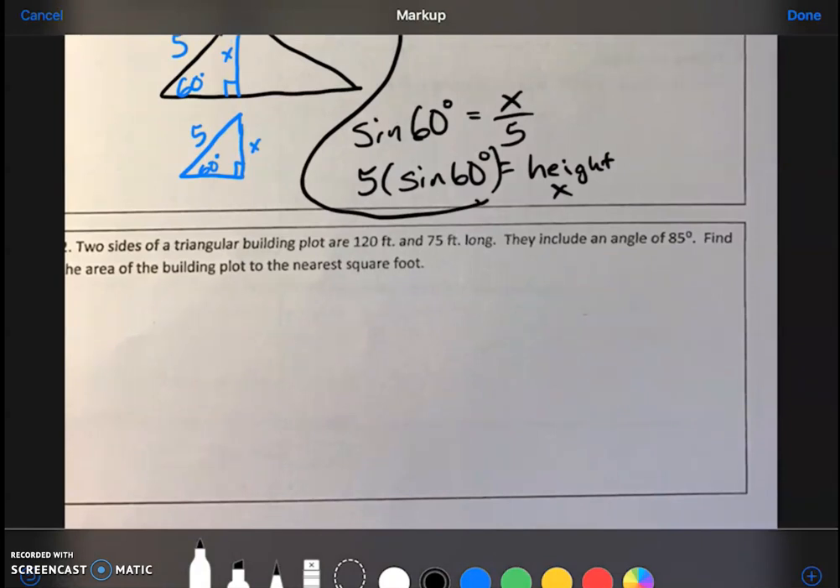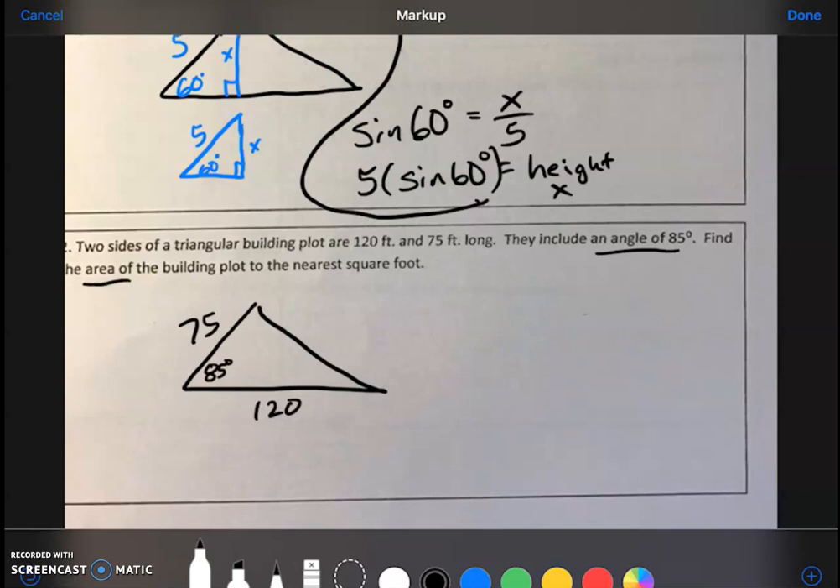It says, number 2, two sides of a triangle building plot are 120 feet and 75 feet. So I'll put 120 here, 75. They include an angle that is 85 degrees. Find the area of this building plot. Basically, find the area of this triangle here.